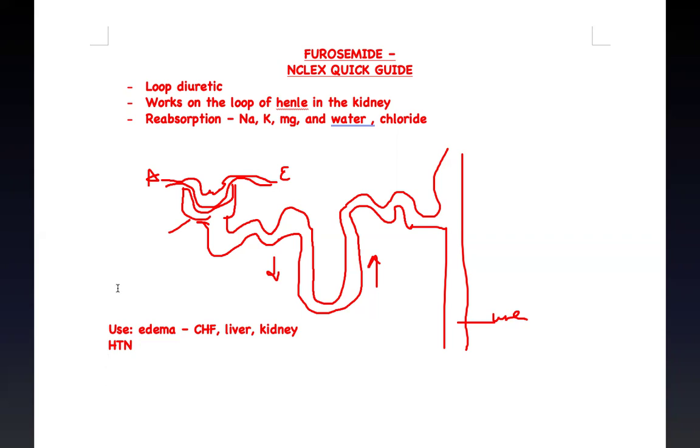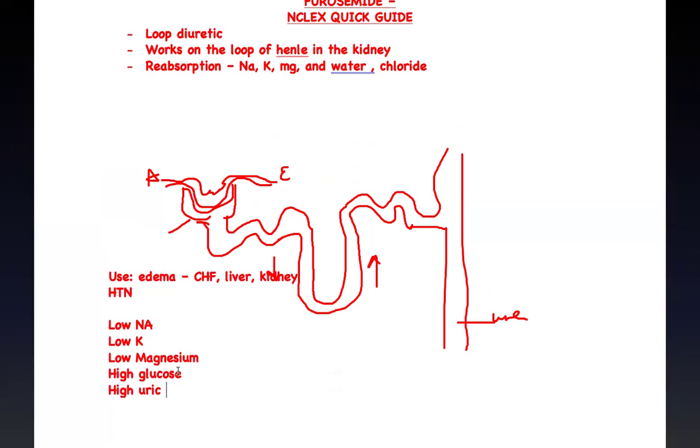There are electrolyte changes that it causes, right? It leads to low sodium. It leads to low potassium. It leads to low magnesium. It leads to high glucose. It leads to high uric acid. So this is the key question that was posted to me. These are all electrolyte abnormalities it can lead to, along with dehydration, so low water.